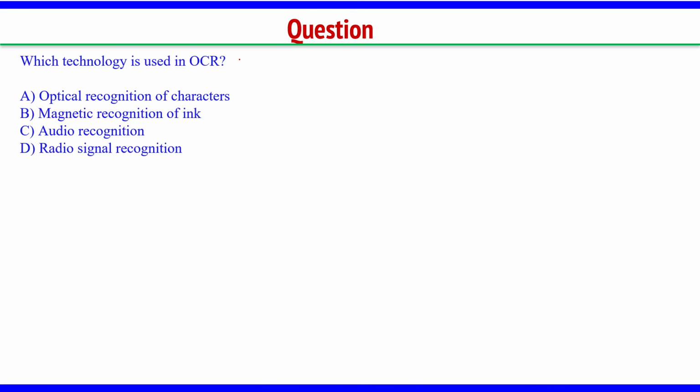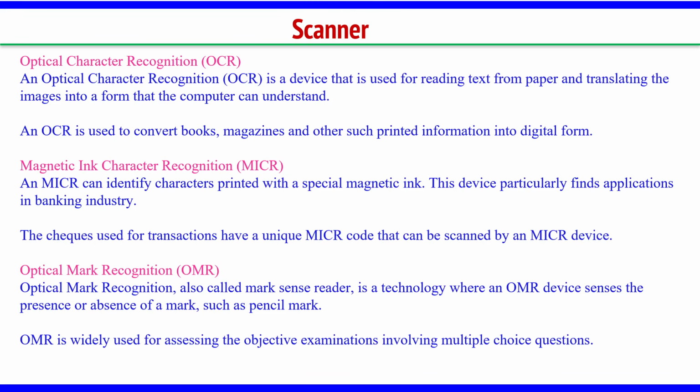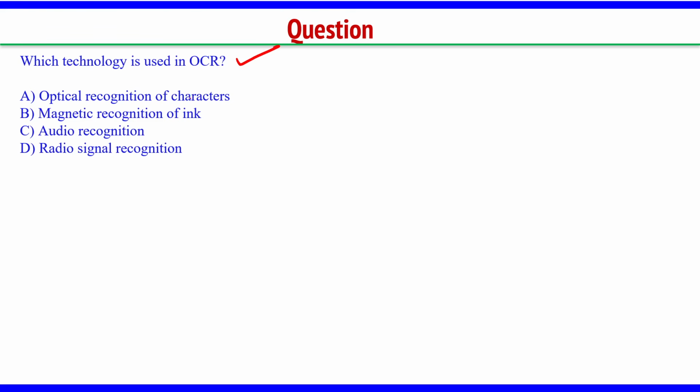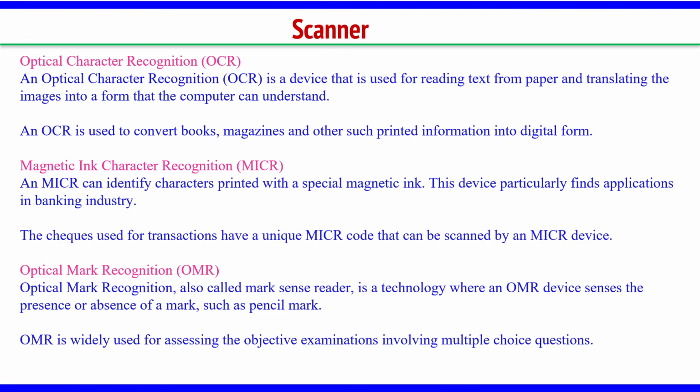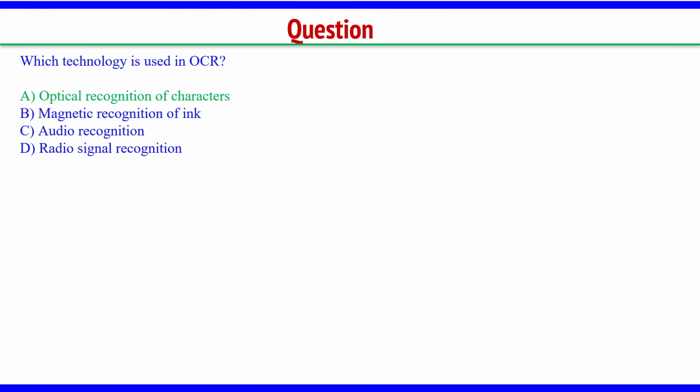So which technology is used in OCR? OCR means, just go back here, optical character recognition, right. So which technology does it use? Optical recognition of characters, magnetic recognition of ink, audio recognition, radio signal. Radio is not, audio is not. It is not magnetic. Why? MICR uses special magnetic ink. Therefore the answer will be option A, optical recognition of characters.